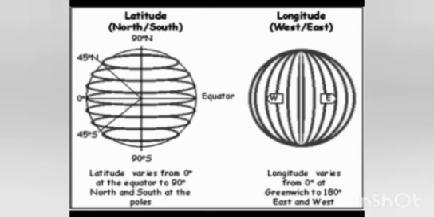This is our next topic, longitude. Longitudes, also known as meridians, are imaginary lines that run from the North Pole to the South Pole. They too are numbered like latitudes.